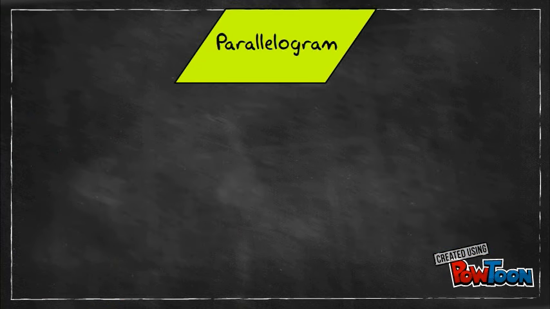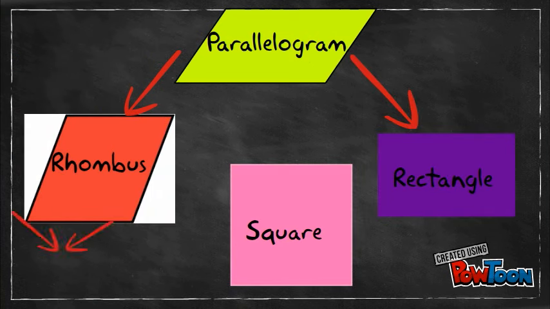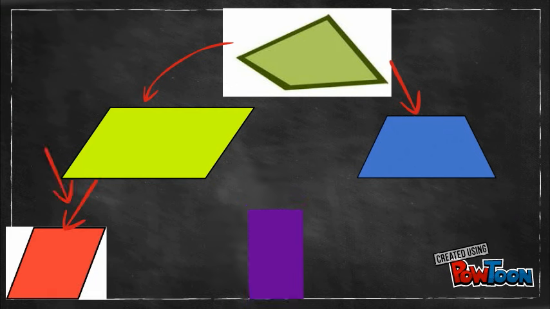A shape can then be classified as a rhombus or a rectangle, depending on its characteristics. If a shape meets both of the characteristics, it can then be called a square. These are all quadrilaterals, and this is the quadrilateral hierarchy.